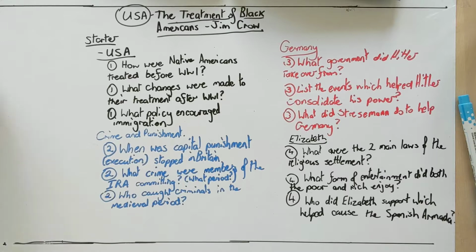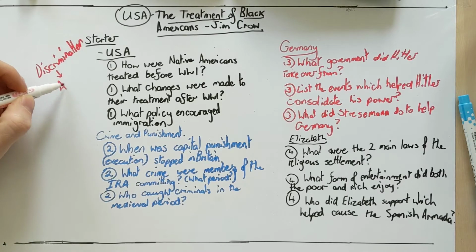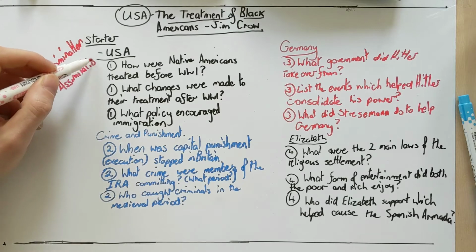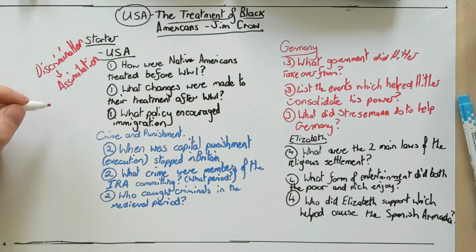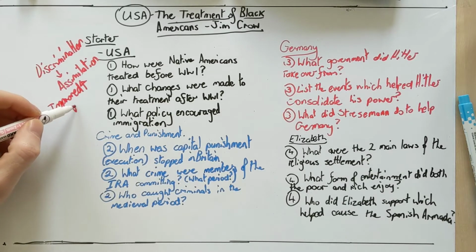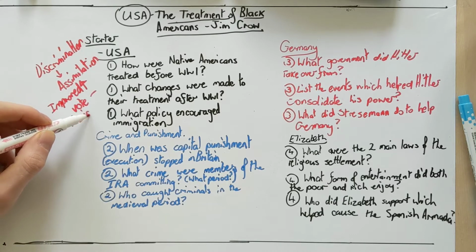Okay, so I'm just going to quickly go through some of the answers. How were Native Americans treated before World War I? You could say discrimination. And then as an example, say they were assimilated. What changes were made? So improved. They could vote. And you could say the Meriam Report.